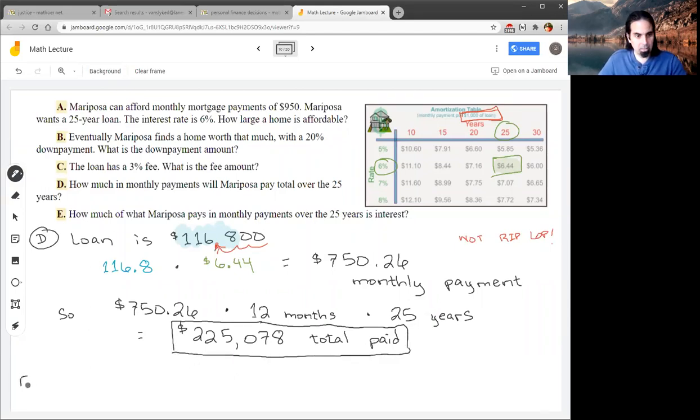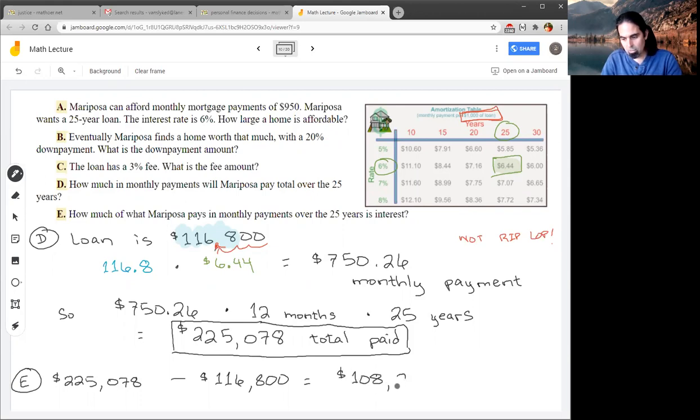Then lastly, that's how much comes out of her checking account. Anything that's not the size of the loan has to be interest because there's no other category, okay? It's either the loan or the interest. So from that, we subtract the loan size, the 116,800, and get 108,278.